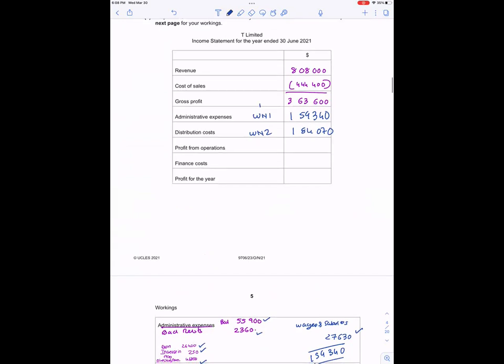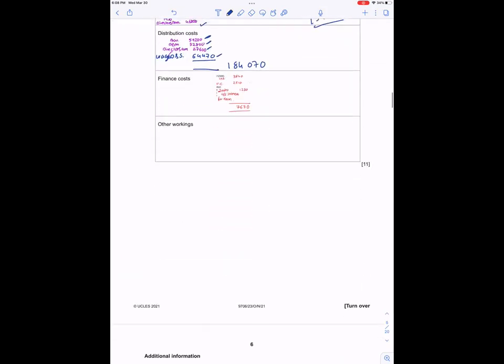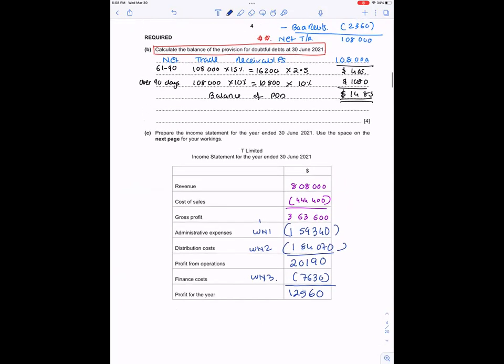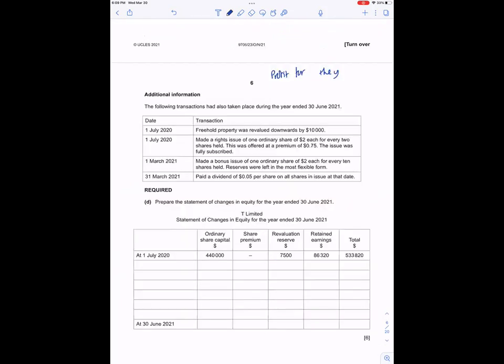So gross profit minus both of these would give me profit from operations, that is coming up to 2190. Working note number 3 for finance cost, which is 7630. I'll get profit for the year as 12,560. Correct? As 12,560.